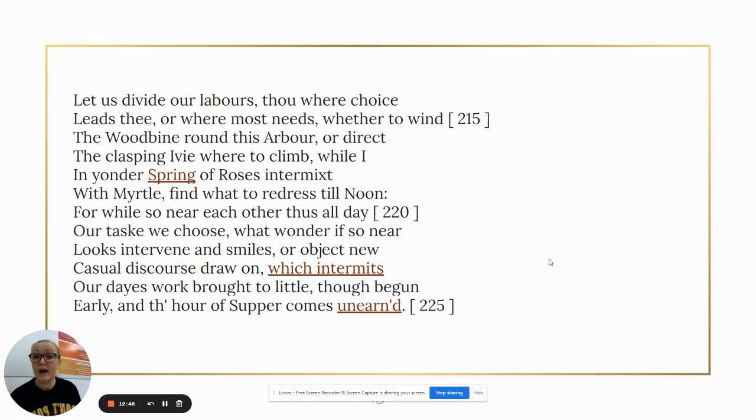You go where you think you will be most needed, whether to wind the woodbine round this arbour or direct the clasping ivy, while I, in yonder spring of roses intermixed with myrtle, find what to redress till noon, and myrtle being a symbol there of marriage and fidelity.